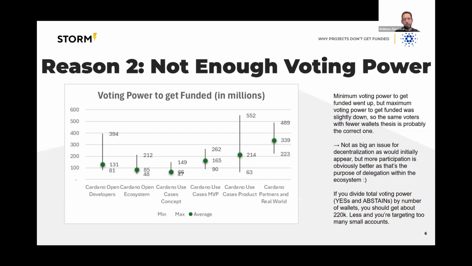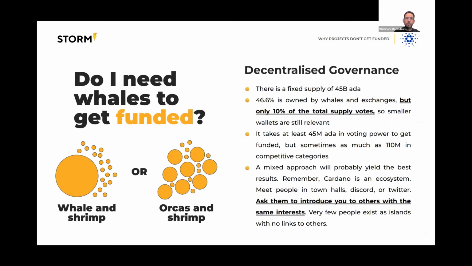voting power was represented. We can also look at the real world category and see that a significantly higher amount of minimum voting power was involved. But again, if we look at the amount of wallets, which was about 4x as much, and we look at the amount of voting power, which is about 4x as much, that also makes sense. So again, same average size of voting power distributed over fewer wallets. Which brings about the question: do you need whales to get funded?